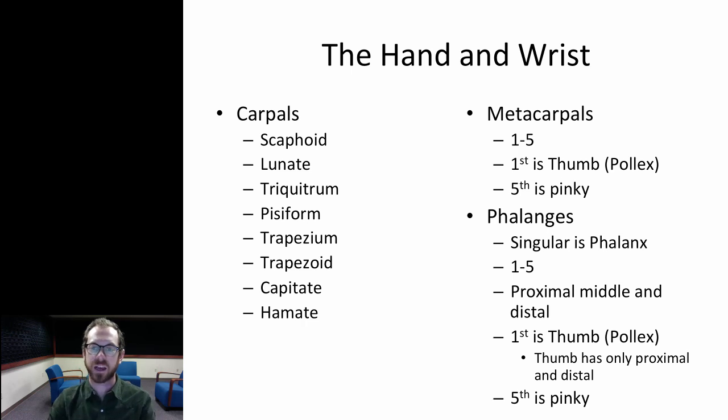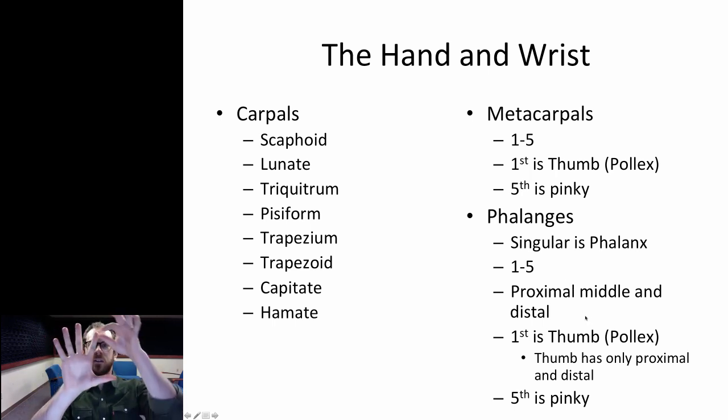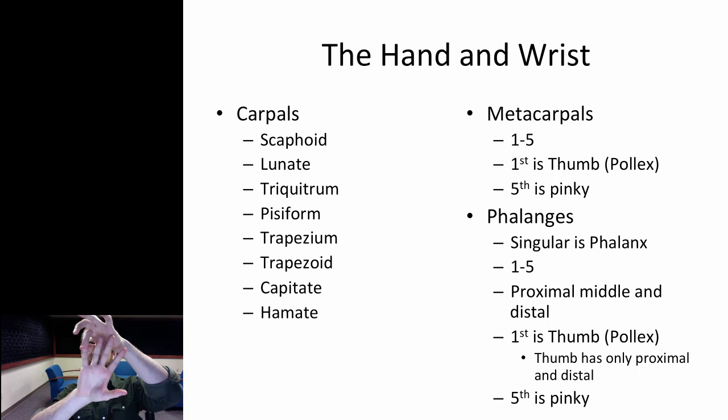So we've got 5 metacarpals, and we number them 1 through 5. Number 1 is going to be on the lateral side, on our thumb side, and we just count to the pinky. So 1, 2, 3, 4, 5. We do the same thing with our phalanges. We've got 1, 2, 3, 4, 5. So it's pretty easy.